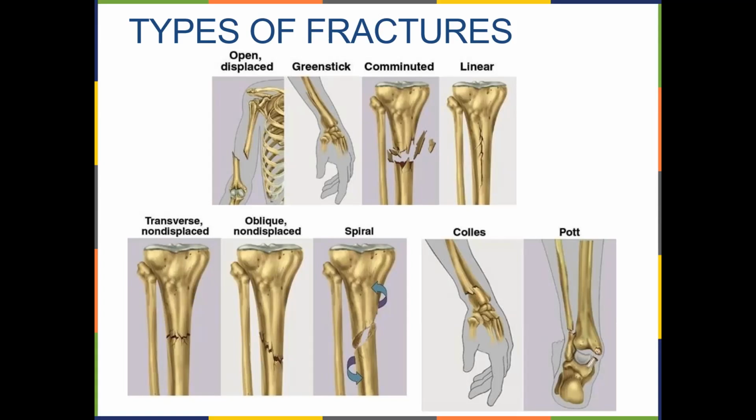On the bottom left, we have a transverse fracture where the bone's broken across, but it's not out of alignment. That's easy to treat too. An oblique fracture, also not out of alignment. A spiral fracture, very common sports injuries.